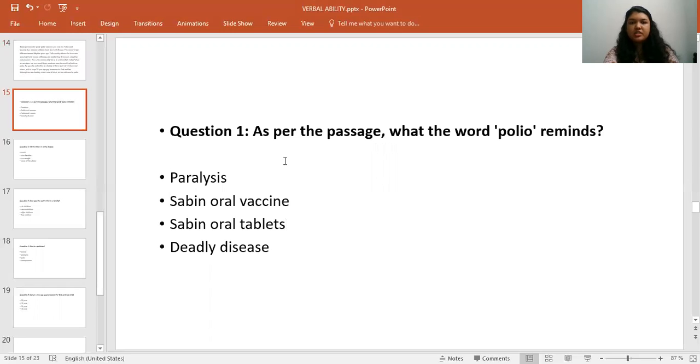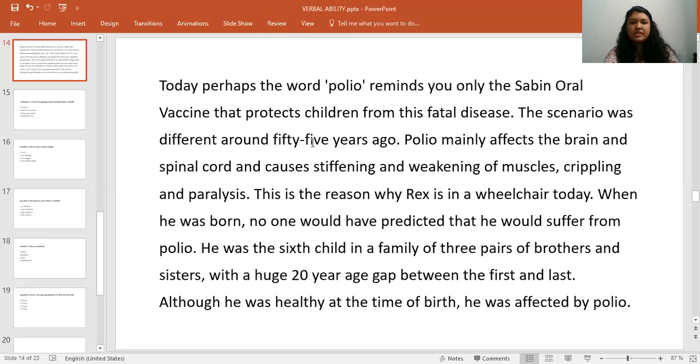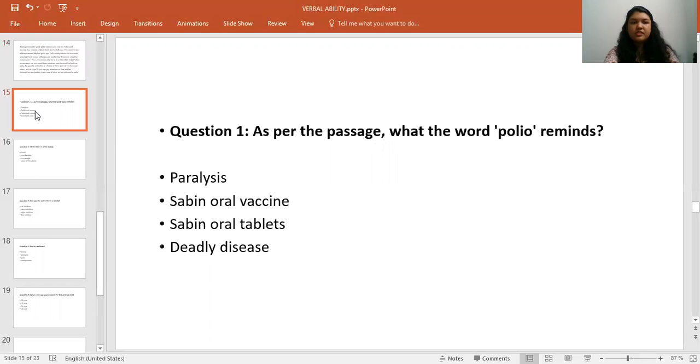As per the passage, what does the word polio remind? So, going through the passage: Today, perhaps the word polio reminds you only of the Sabin oral vaccine. So the answer to the first question is the Sabin oral vaccine.